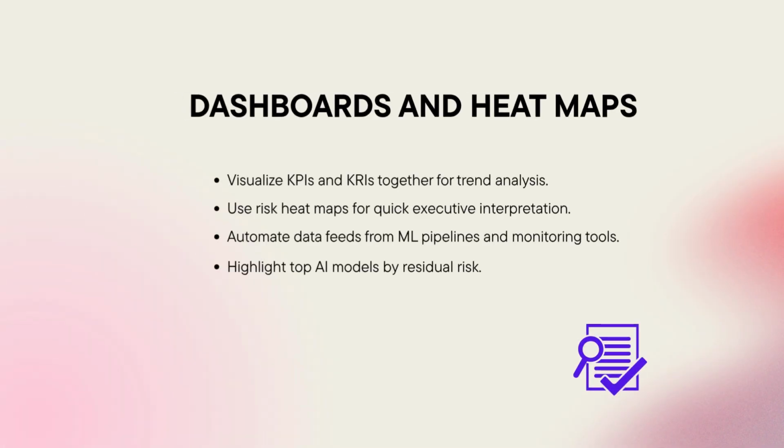So, dashboards and heat maps. Dashboards transform raw data into actionable intelligence. A strong AI risk dashboard unifies KPIs and KRIs across domains: model performance, compliance coverage, and incident response times. Heat maps are particularly effective for executives. They translate technical metrics into intuitive red, amber, green visuals that show where risk concentrates.